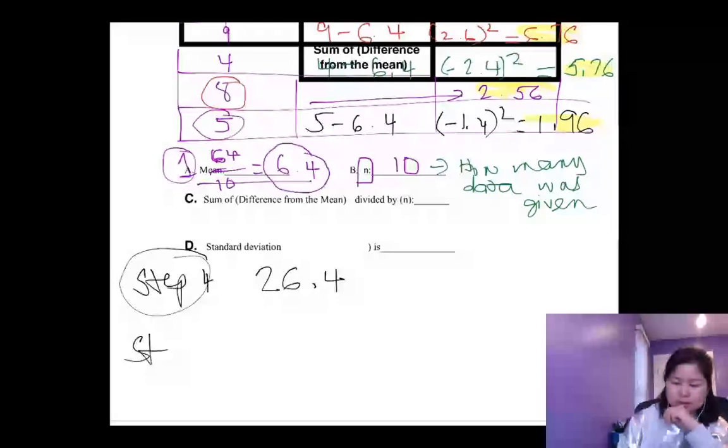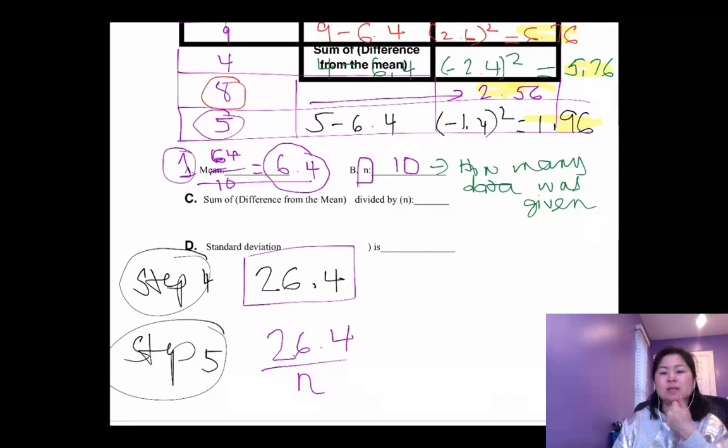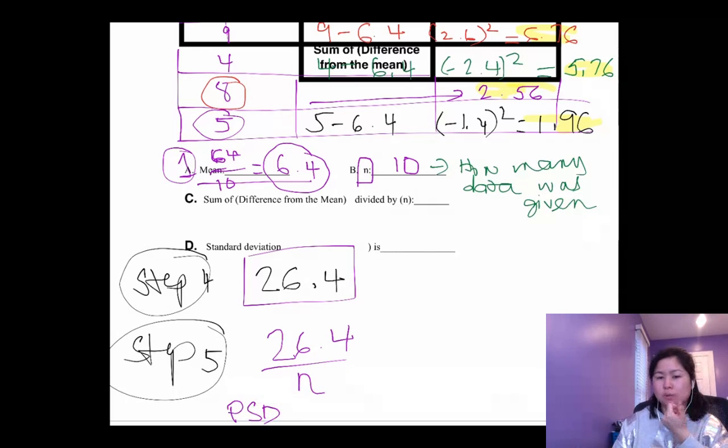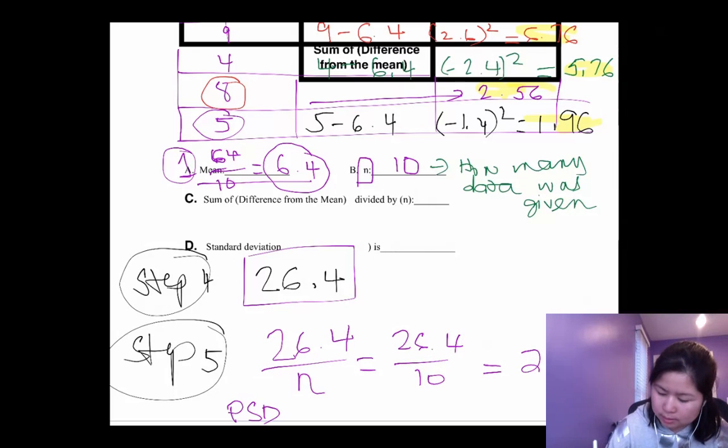Okay. Step 5 is that I'm going to take the total, which I just added up. I'm going to use this number and divide by n. In this case, because we talk about population standard deviation, I don't subtract 1. If I'm asking you to find the sample standard deviation, then n minus 1, okay? N minus 1 is for the sample standard deviation. So in this case, the n that we talked about earlier is 10. So this would give me 2.64.